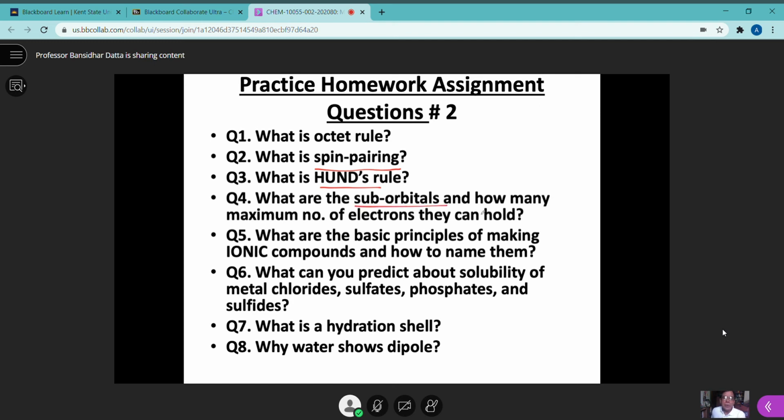How many sublevels do you know, and what is the maximum number of electrons they can hold? S, P, D, F, and G. What is the maximum number of electrons they can hold? Am I right that s can hold 2 and p can hold 6? Keep going.